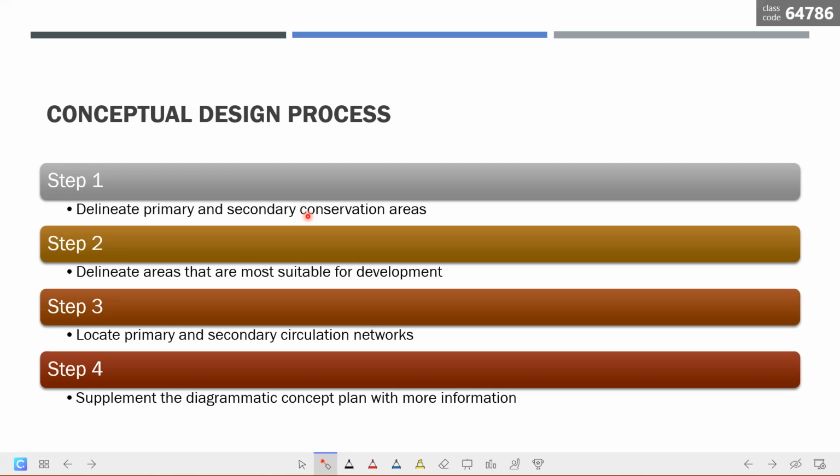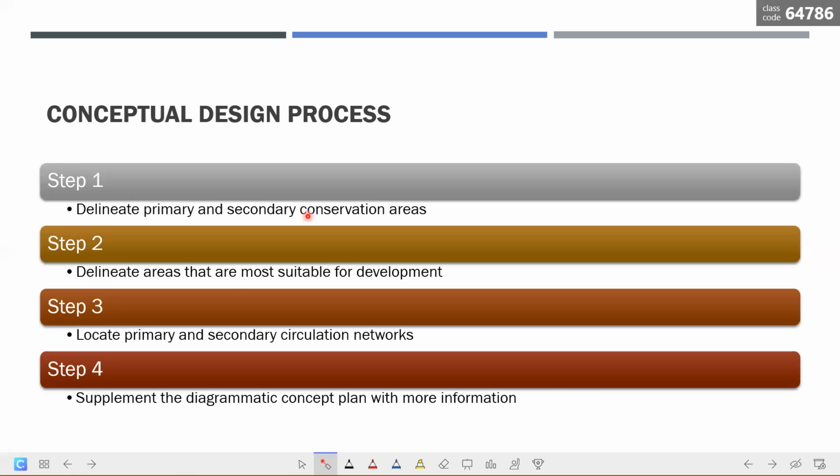So delineate primary, secondary conservation areas, because those areas are valuable not only for environmental sustainability, but conservation areas can also potentially enhance your development idea. It could add market value to the product that you're selling, and so on.